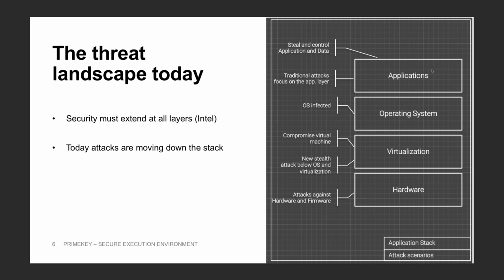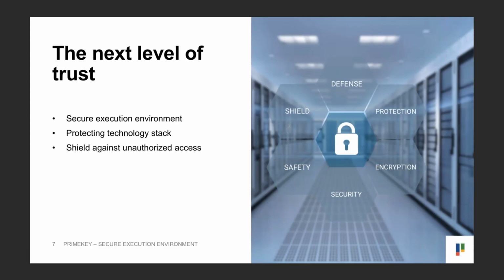We can start on the virtualization layer or the operating system layer. We can hook into the whole stack, and then we can access the application, we can access data, we can access information. And what happened, I don't have to tell you. That's the situation today, and that gives us at PrimeKey the motivation that it's time for a next level of trust in this environment, where we need protection of the whole technology stack in a processing environment.